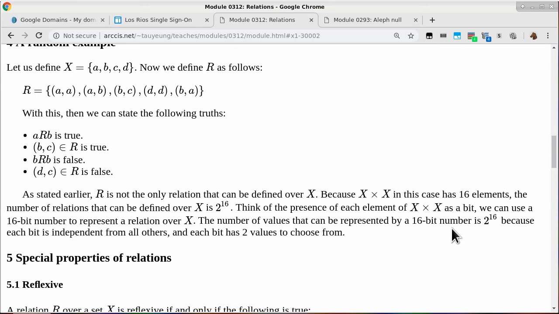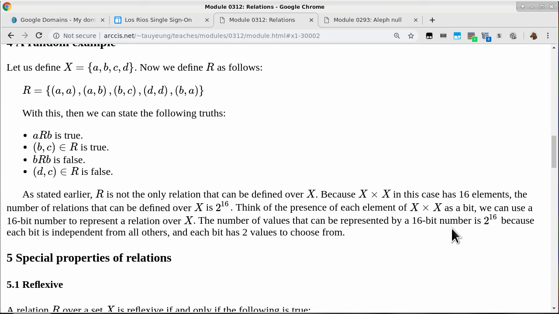Nope, BB is not in the set. What about DC as a 2-tuple? Is that in R? Nope. So once again, you can use set membership to express that, but you can also say, does it relate through R, to express that? That's what this example is trying to illustrate.